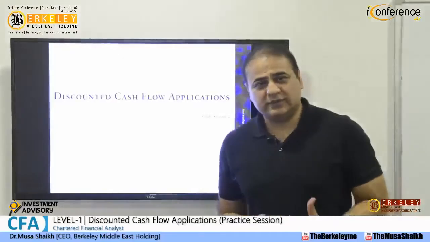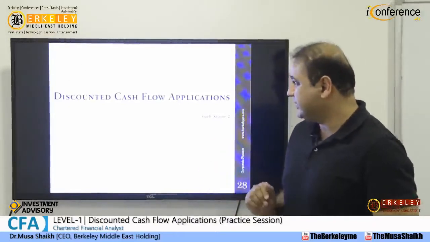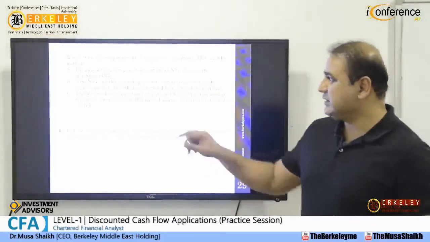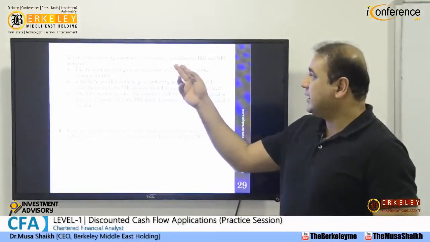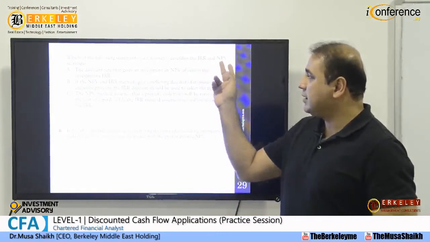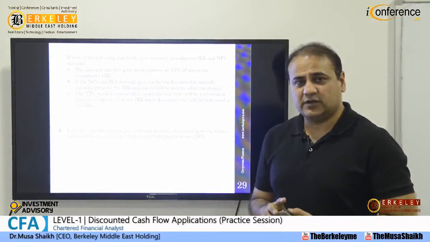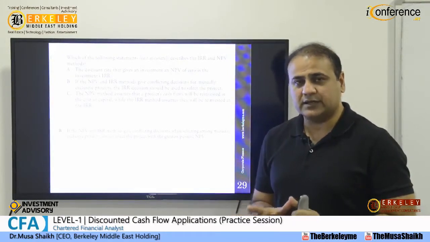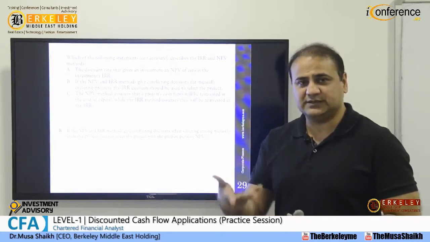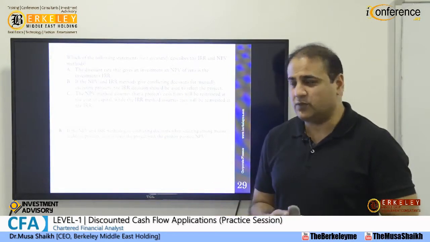Now we will do some questions from DCF, discounted cash flow applications. The first question is, which of the following statements is least accurate in describing the IRR and NPV methods? Before solving the question, we should know what NPV and IRR are. IRR is the point where NPV is 0, and most of the time a positive NPV will be the decisive point.